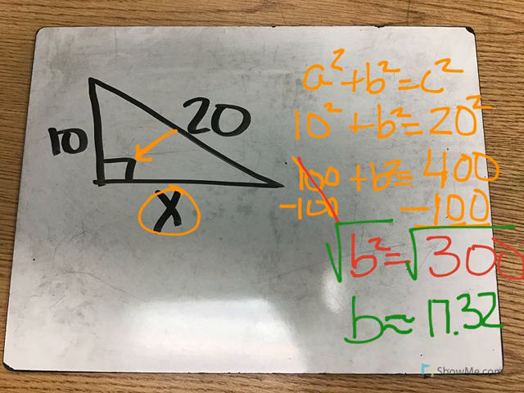17 and 32 hundredths. So again, this makes sense because our A and our B must be less than our C, and 17 and 32 hundredths is definitely less than 20. So we know we did this correctly. So my X was 17 and 32 hundredths. Let me write this. 32 hundredths.